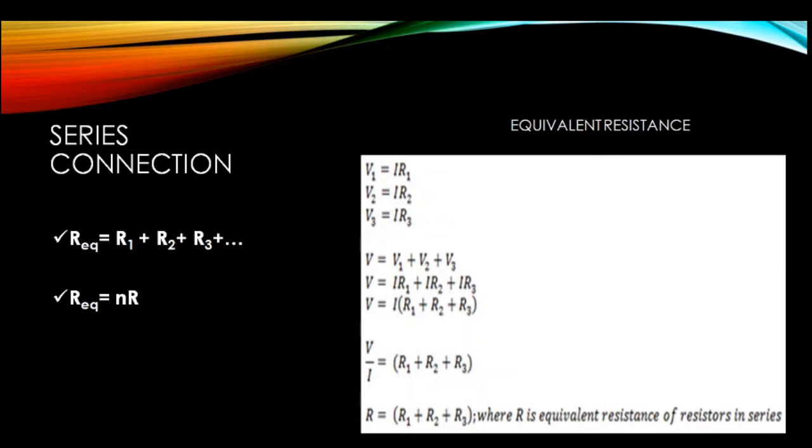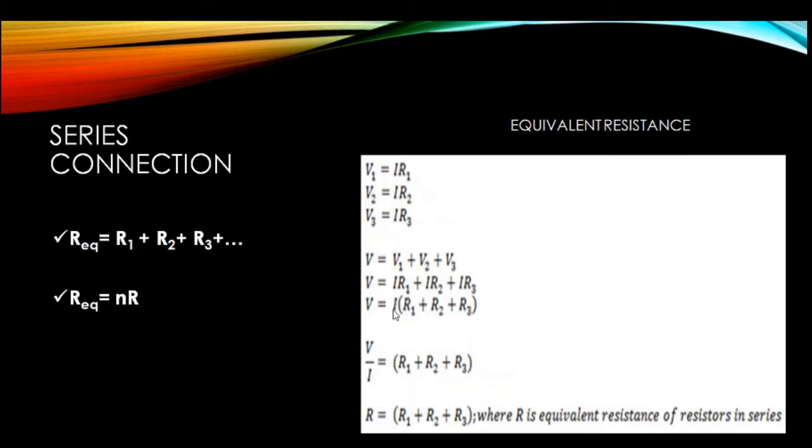How to find the equivalent resistance for a series connection? Suppose I have three resistors R1, R2 and R3. The voltage across each resistance, V1, V2 and V3, is given by IR1, IR2 and IR3. We have not written I as I1, I2, I3 because all the three currents are going to be the same for a series connection. Now the total voltage of the circuit, V, is equal to V1 plus V2 plus V3. I substitute these values here. Then I can take I as common. Once I take I common, I get R1 plus R2 plus R3.